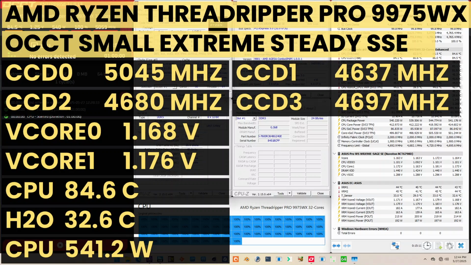When running the OCCT CPU SSE stability test, the average CPU CCD0 effective clock is 5045 MHz, and CCD1 to 3 average effective clock is 4671 MHz with 1.172 volts. The average CPU temperature is 84.6 degrees Celsius. The average CPU package power is 541.2 watts.